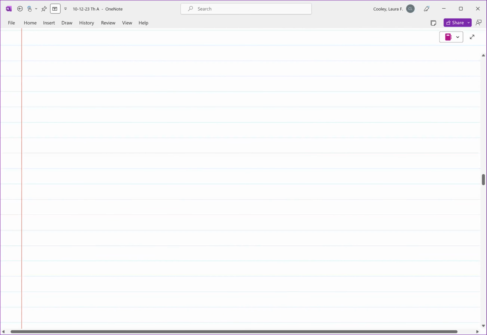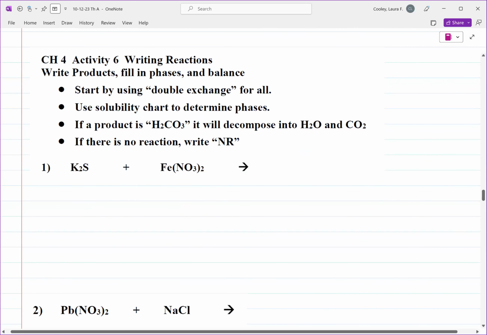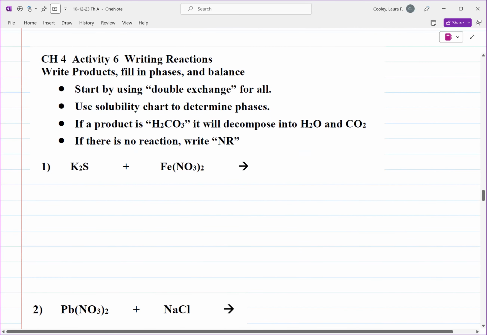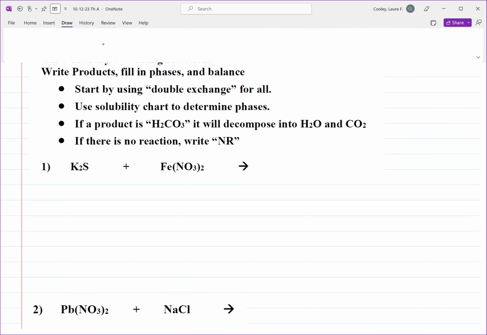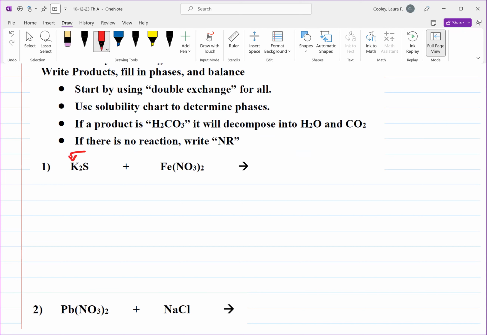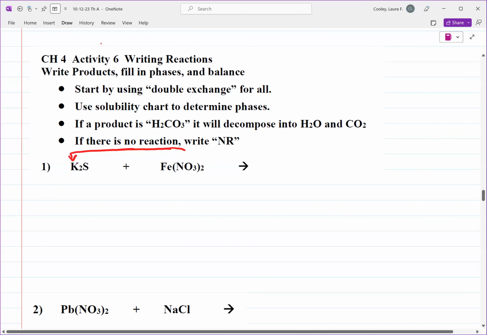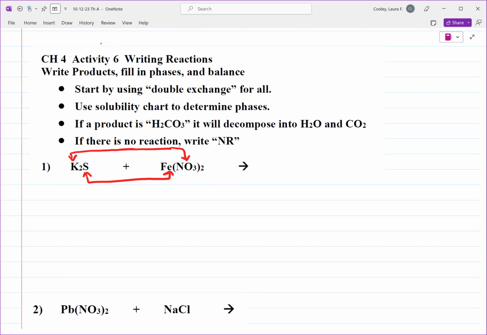So let's go ahead to chapter 6, activity 6 from chapter 4. Let's see, here it is. So here's the first one. K2S plus Fe(NO3)2. So you're going to start by doing double exchange. So you would end up with a compound that has, let's look at the formulas here. We would have K plus and NO3 minus. So what's the formula of that going to be?